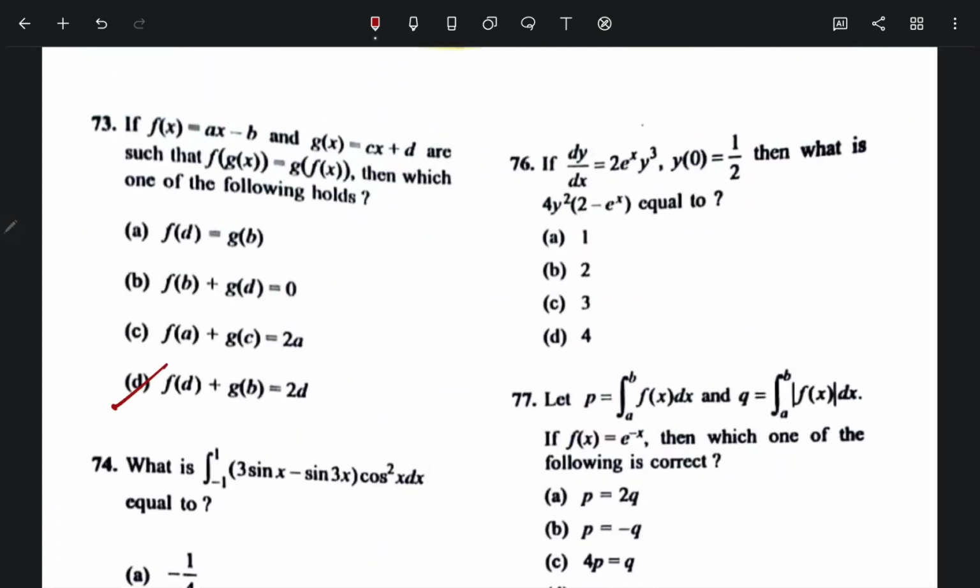73 is also D, such that which of the following holds. So you can take the g of x and apply it inside f of x and make them equal. So you should get an equation that is cancelling, and you take everything to the left hand side. So that will give you the answer.